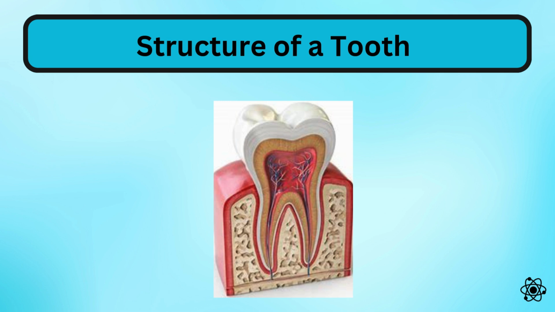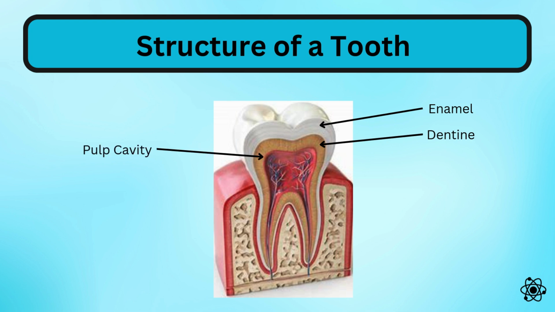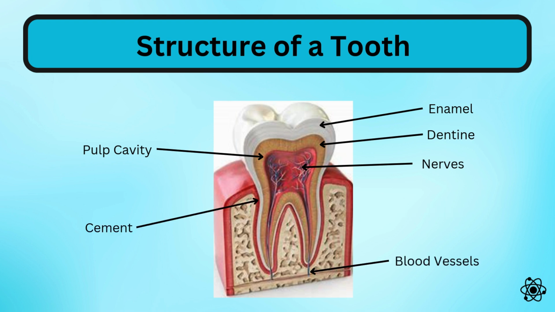Now let's take a look at the structure of a tooth. This is the enamel. This is the dentine. This is the pulp cavity. These are nerves. These are blood vessels. This is called cement. The tooth is embedded in bone and gums.